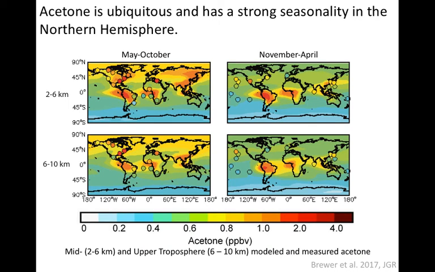In the atmosphere right now, acetone is ubiquitous. There's a strong seasonality in the northern hemisphere. This is GEOS-Chem output for the mid and upper troposphere, alongside some campaign data sets. And what you can see here is there's a very strong seasonality in that Siberia boreal forest area between that mid-October and November to April timeframe. Acetone itself is also abundant on the order of about 2 ppb over source regions and more like 200 ppt over the remote oceans.